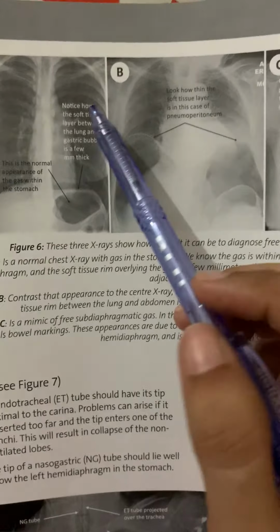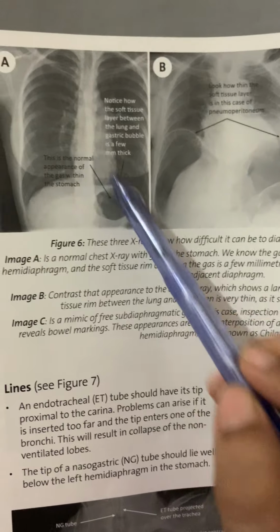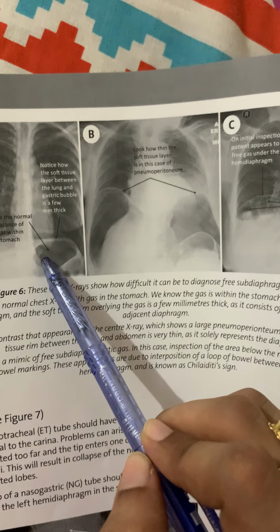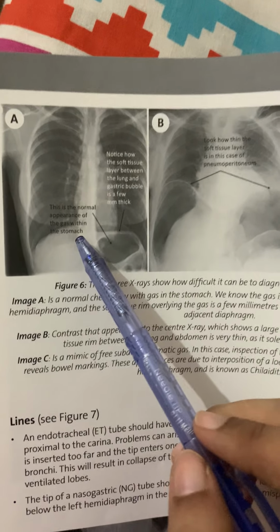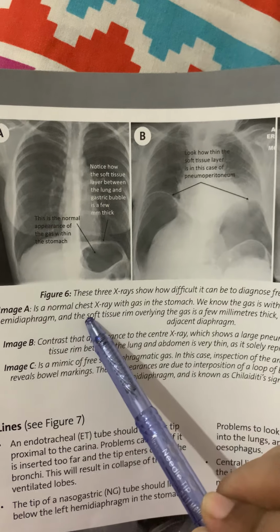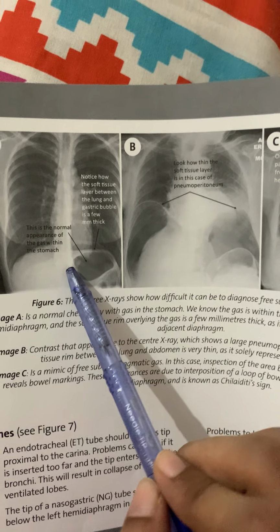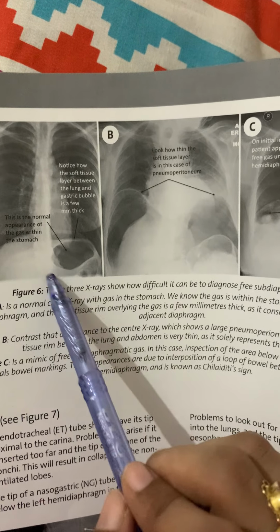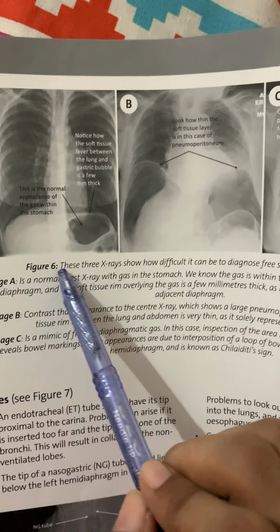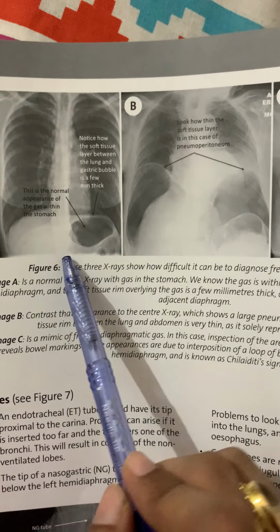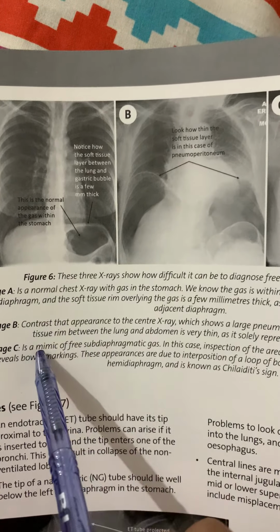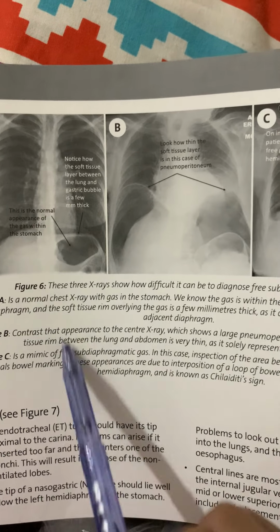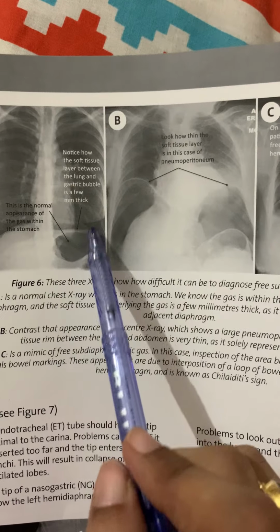Here are some sample X-rays which show how it can be difficult to diagnose free subdiaphragmatic gas. In image A, it is a normal chest X-ray with gas in the stomach. We know the gas is within the stomach and it is under the left hemidiaphragm, and the soft tissue rim overlying the gas is a few millimeters thick, as it consists of the stomach wall and adjacent diaphragm.